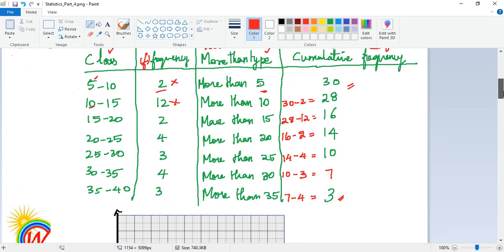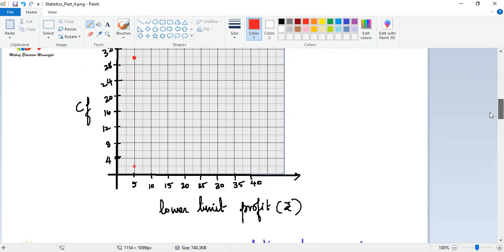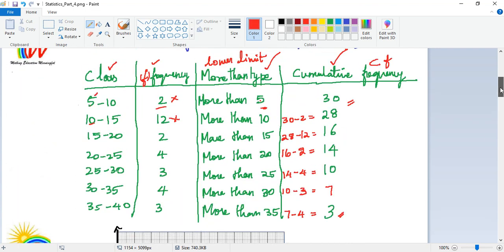Okay, so now for 5 it is 30. So you plot 30. So this is 28, so this should be 30, 32. So 30 is over here. Okay, let me erase this. Yeah, okay. Then comes the next one.